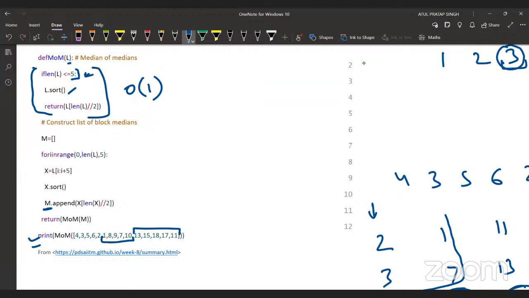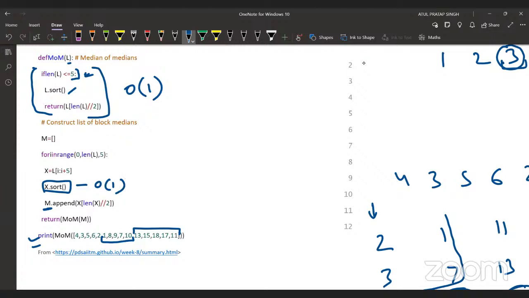The remaining part is the same thing. We are performing a loop for i in range 0 to len of L in steps of 5. Here we are finding the block of 5 elements. That means we are just selecting 5 elements and performing the sorting operation on them. So we perform x dot sort on 5 elements. This is also a fixed value, so it is also a constant operation.